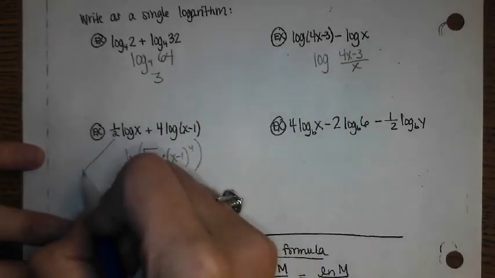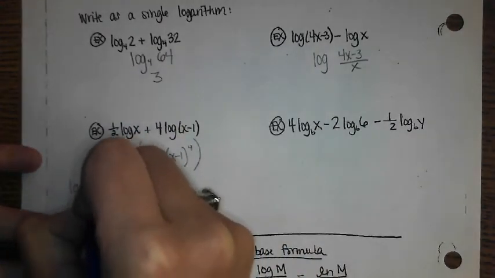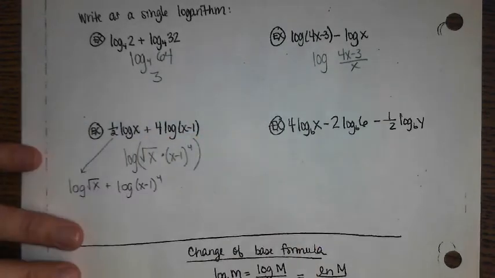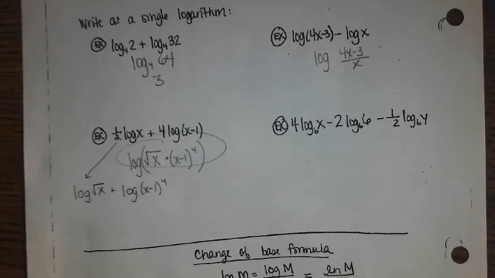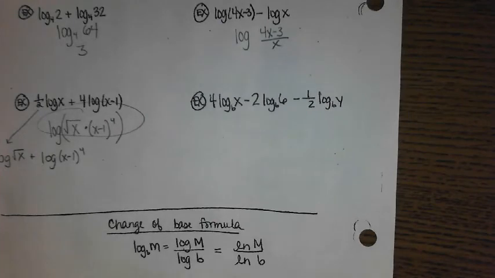So we didn't see some of her intermediate steps there, but it's log of x to the 1/2 where that's coming from, plus log of x minus 1 to the 4. And then that turns into multiplication to give you the single log. Good. Oh, next one. Andrew.